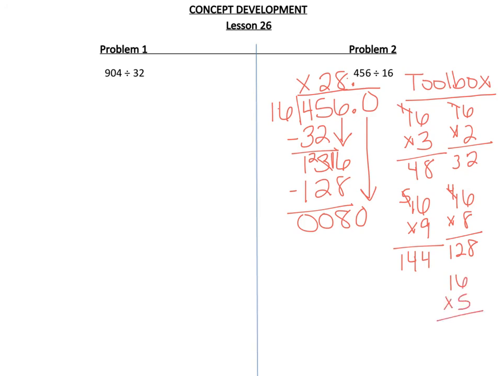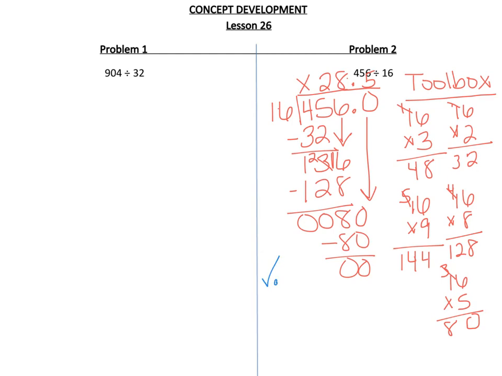My toolbox is really full this time. 5 times 6 is 30. Carry the 3. 5 times 1 is 5 plus 3 is 8. 80. Ooh, I like this. So above the 0 is going to be a 5. 5 times 16 is 80. And when I subtract, it's 0. So my quotient's 28 and 5/10, or 28 and a half. Let's prove it, though. We always check with multiplication.